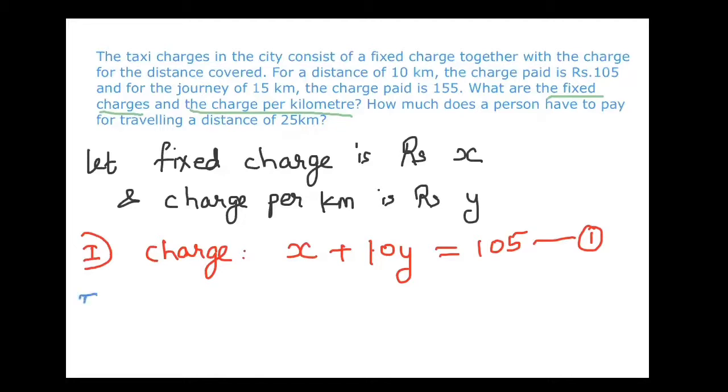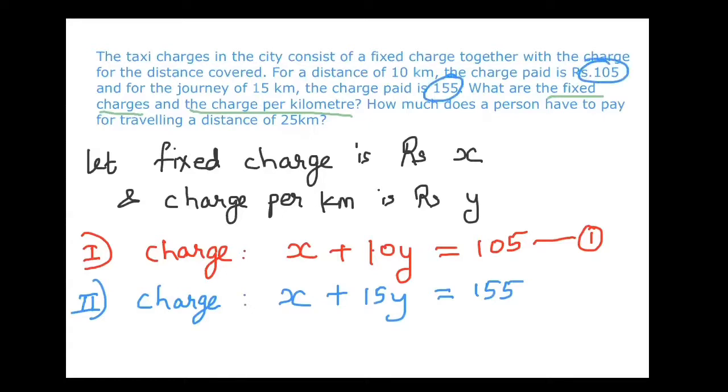Second equation is the journey of 15 km. So again, the charge comprises two things: fixed charge X rupees, and for 15 km it is 15Y, since per kilometer is Y rupees. Fixed charge X is always there for whatever journey is traveled, and the charge in the second case is rupees 155, given in the question. The two charges are given, 105 and 155. So this is our second equation. Now you have two equations, you can solve by the simultaneous method.